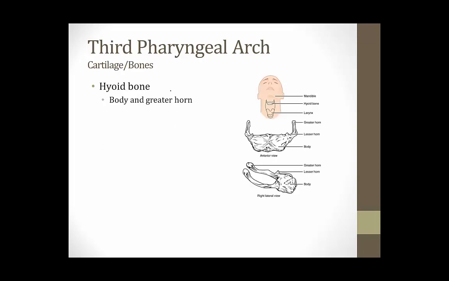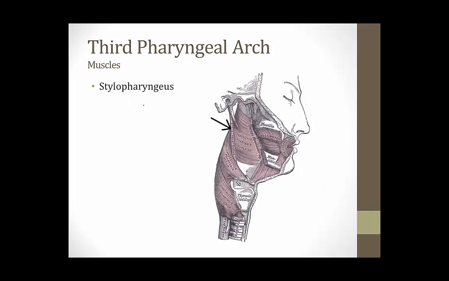Moving on to the third arch, this arch gives rise to the rest of the hyoid bone, the part that was not formed by the second arch. So this includes the body of the hyoid bone and also the greater horn. The muscle of the third pharyngeal arch is called the stylopharyngeus. It connects to that styloid process we talked about earlier. It goes from there down into the pharynx, hence it is called the stylopharyngeus muscle.